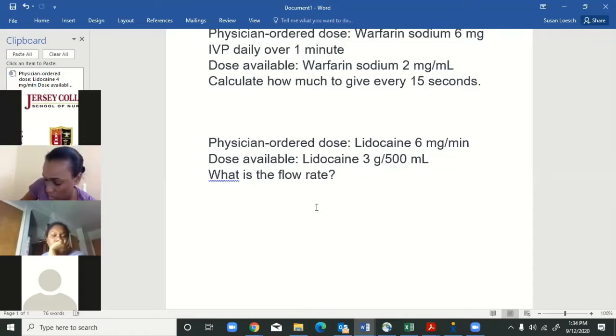I got 1, 2. Okay, so the way I do it is I take the 6 and I multiply it times 60. Then I divide that whole thing by 3,000 times the 500. Yeah, because if the flow rate is in mL per hour.